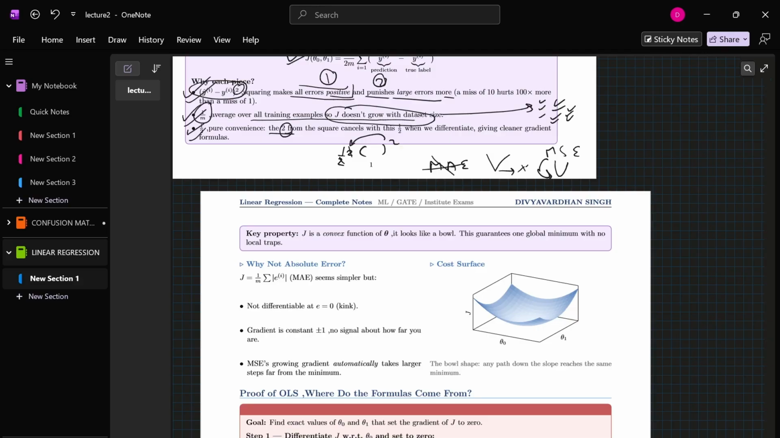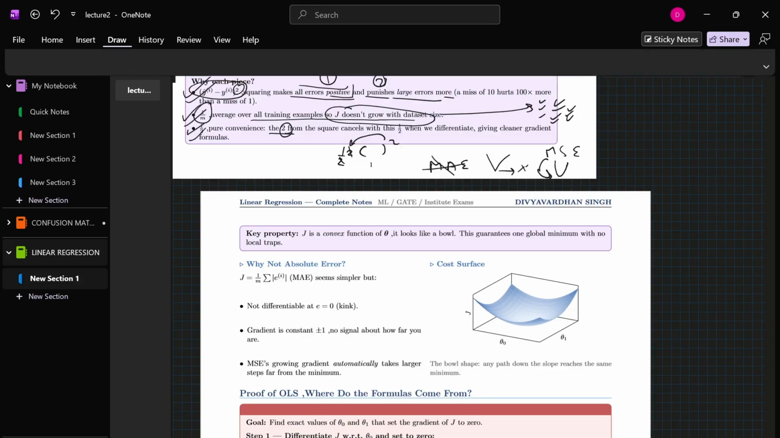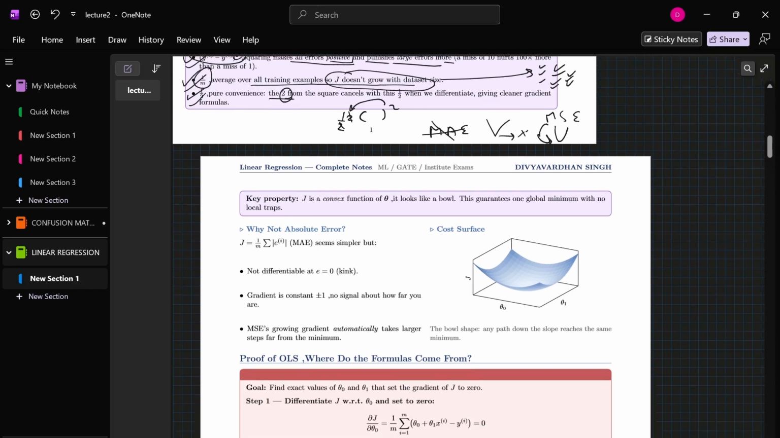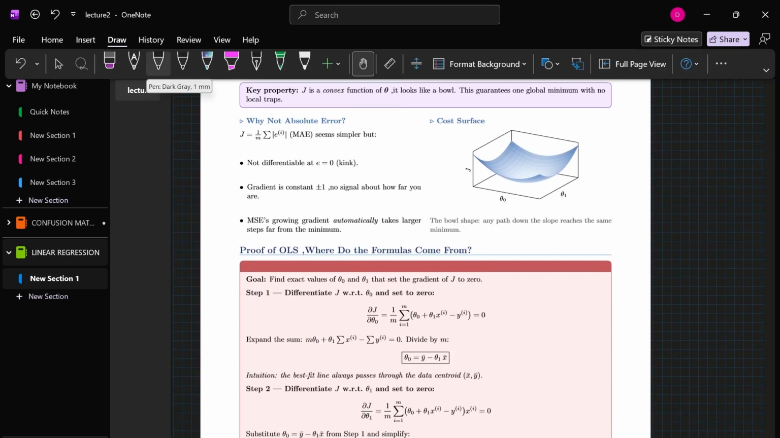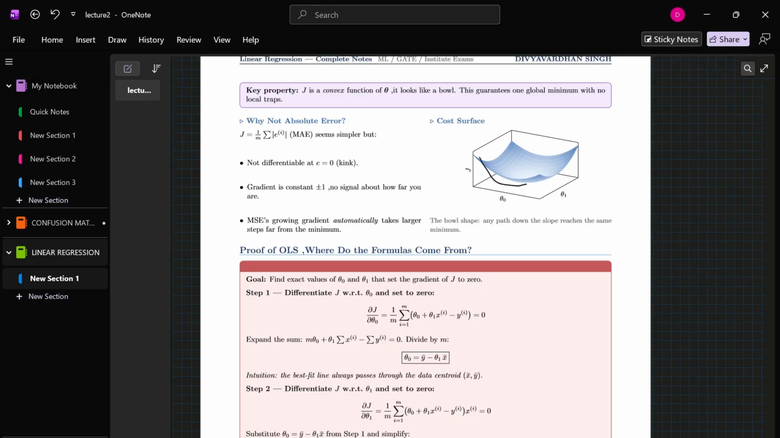Now we have a symbolic representation where you can understand it easily. The most important property of MSE is that it is convex in nature. If you plot J as a surface over theta naught and theta 1, you'll get a bowl shape. This bowl shape has exactly one bottom and one global minimum, no local traps, no saddle points. Whatever optimization strategy you use is guaranteed to find the best answer here.